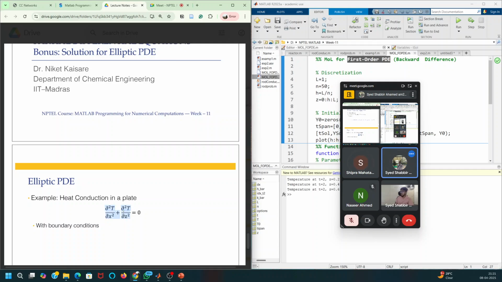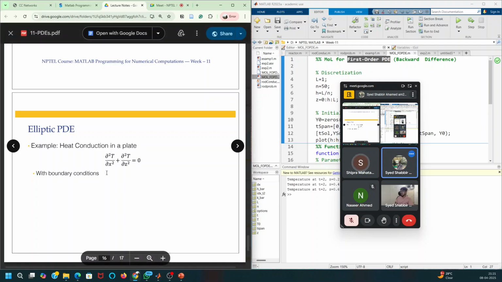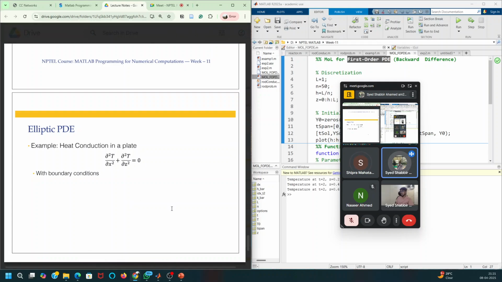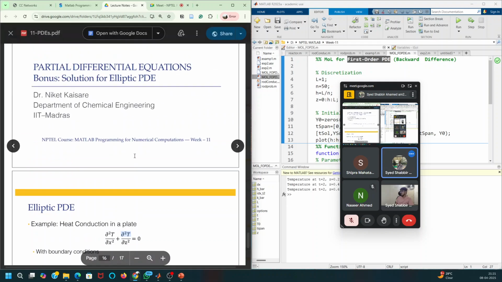If you discretize it, you will get a set of linear algebraic equations, and you have to solve that system. You will get a matrix equation, some K matrix times T matrix equals something. If you want T, you just move K to the other side, K inverse times something, and you will get the T matrix. That's how you can get the solution.